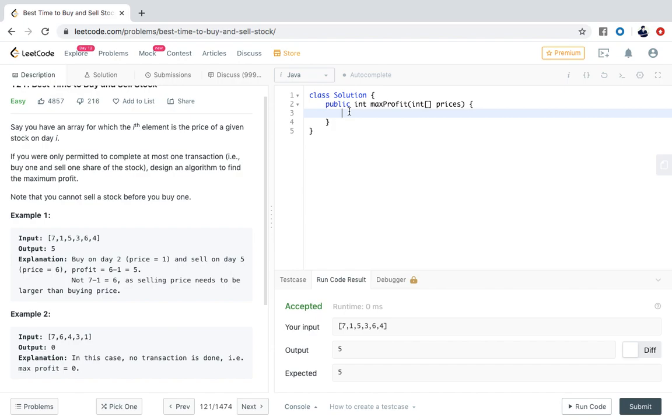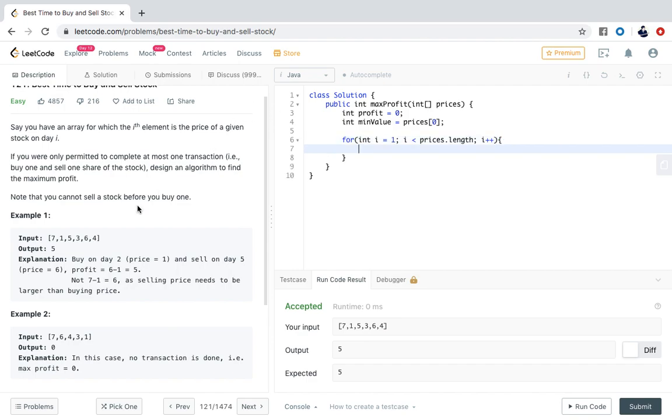So we're going to need two temporary variables. One is to store profit, and then another one is to store the min value, and let's start it as the first element, prices[0]. Then loop through the remaining numbers, starting from 1, while i is less than prices.length, i plus plus. Start from the other numbers.